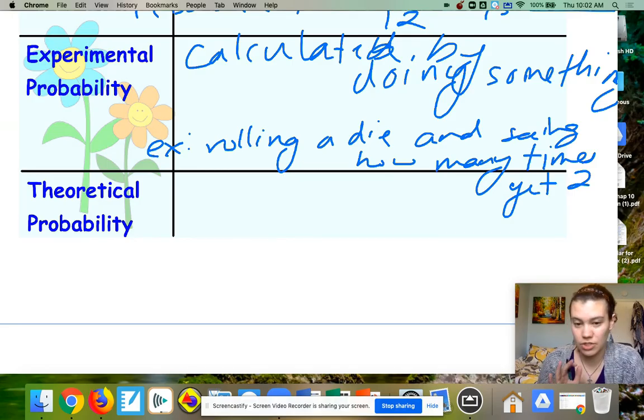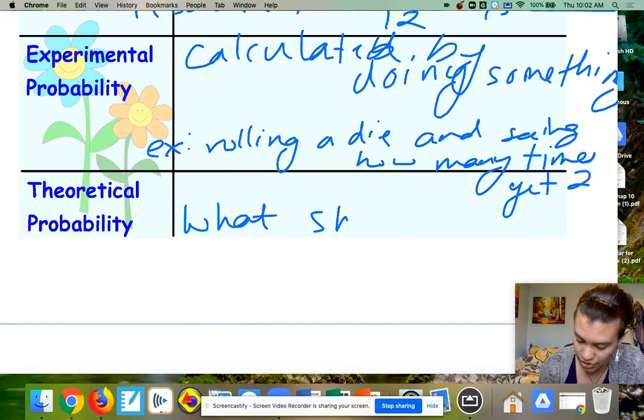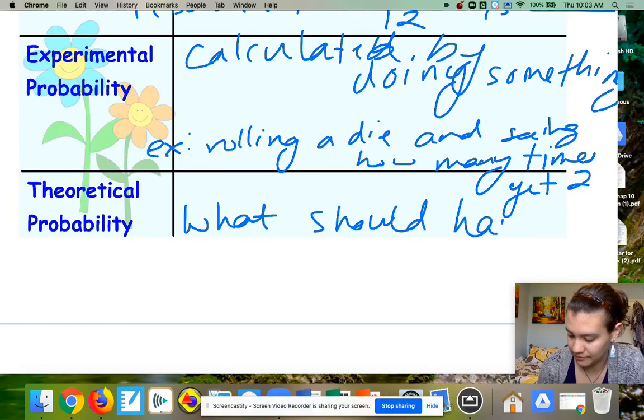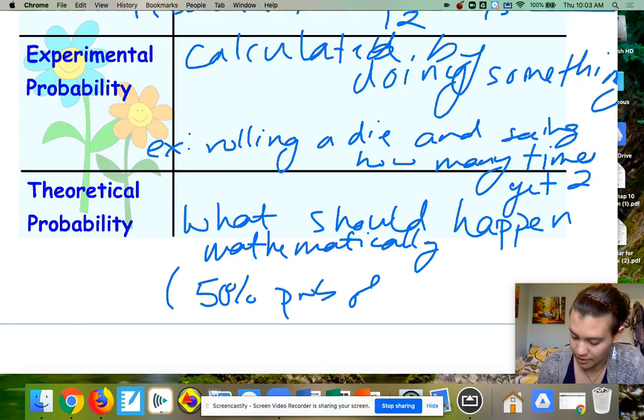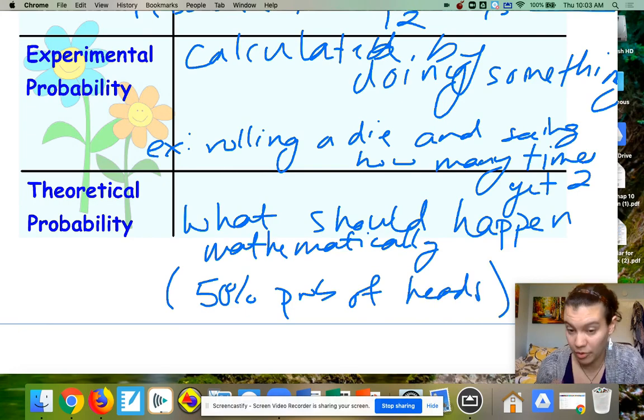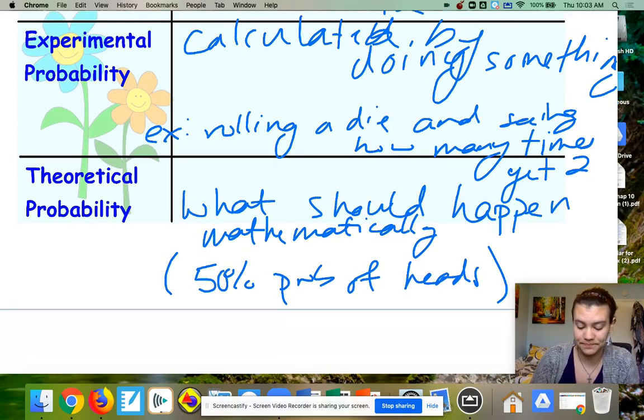Theoretical then is what should happen. So this is calculated using mathematical reasoning, what should happen mathematically. So the example here is it's 50% probability of heads if you flip a coin. Like that's what you should get. If you actually flip a coin, it may not come out to 50%, but that's theoretically what should happen.